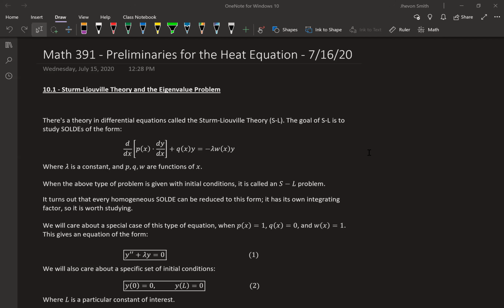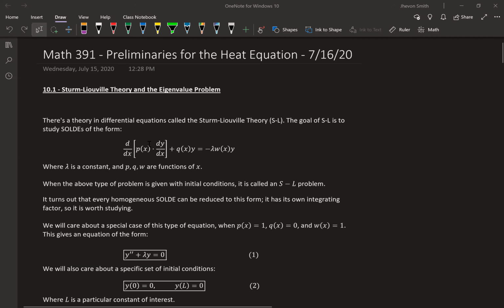However, one thing that's important is that any second order linear homogeneous ODE can be written in this form. This guy has its own integrating factor, and there's an entire theory, an entire corner of differential equations that studies second order ODEs in this particular form specifically. We're not going to go into that. We are going to study one specific scenario of this equation. This is when your P is 1, your Q is 0, and your W is 1.